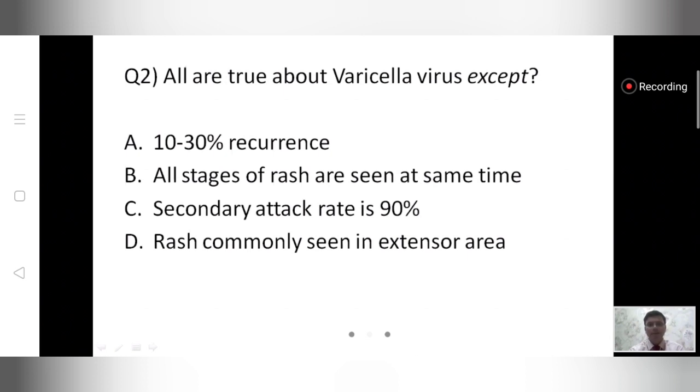Secondary attack is 90%. Okay, now it's actually a correct thing that secondary attack rate is 90. We're looking for the wrong answer in this option. So the first three are correct. That is 10 to 30% are recurrent in adulthood as herpes zoster. All stages of rashes are seen, that's why we call it a pleomorphic rash. Secondary attack rate is 90. The rash is actually seen in the flexor aspect on forearms, and not on the other side of the arm. So the answer is D. Rash commonly seen in extensor area.